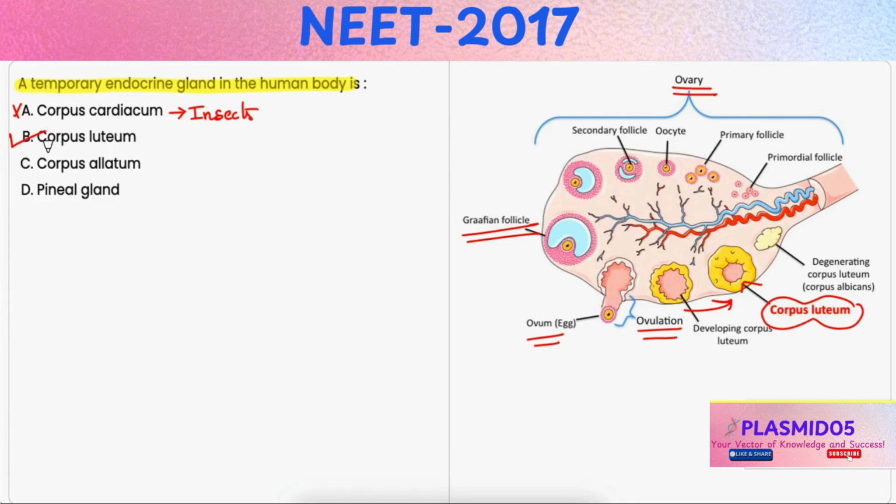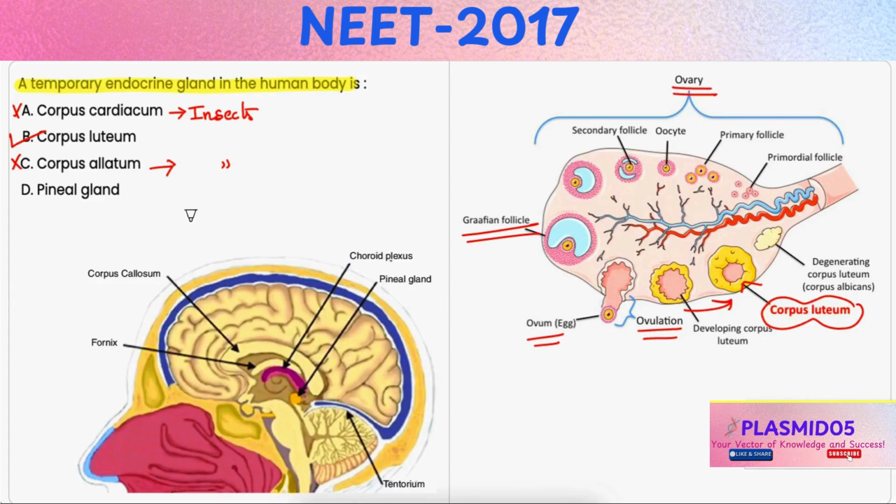Option C, corpus allatum. It is also incorrect because this structure is also found in insects and not in humans. Option D, pineal gland. It is incorrect because it is a permanent endocrine gland present in the brain that secretes melatonin.